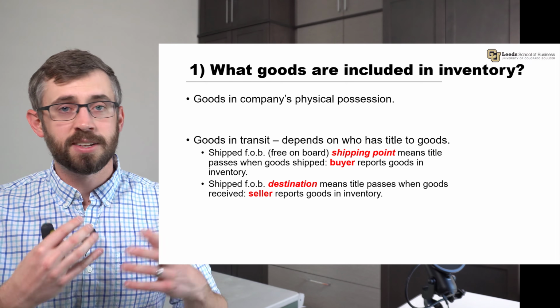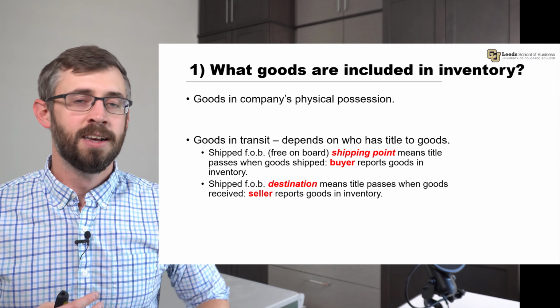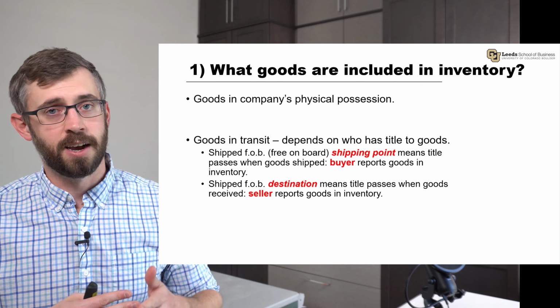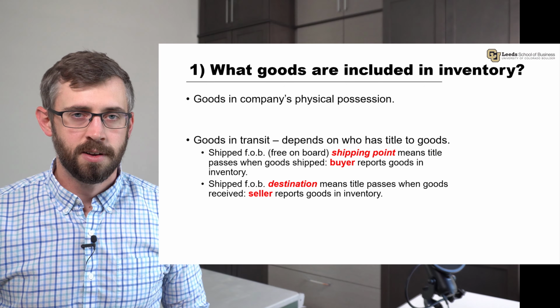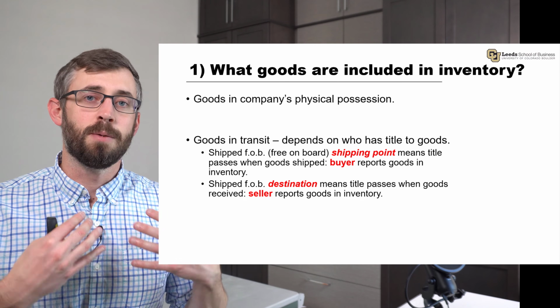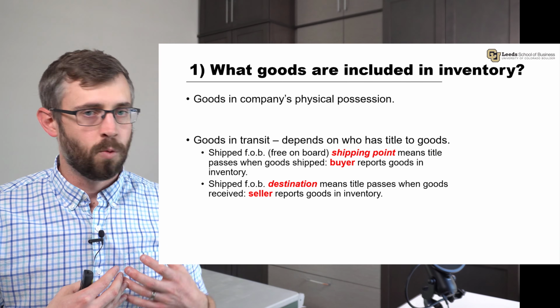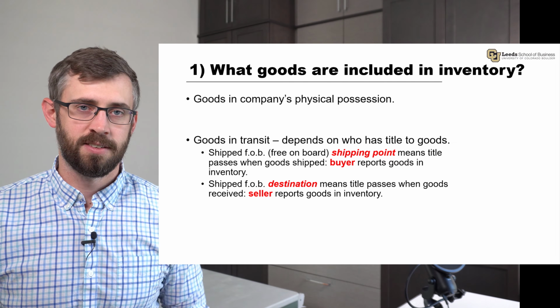And it's going to be the opposite if I'm shipping goods to a customer. If it's FOB shipping point, then the title transfers once I ship them, so anything in transit is not mine anymore. If it's FOB destination, then it remains my inventory while it's in shipment until it arrives at my customer.